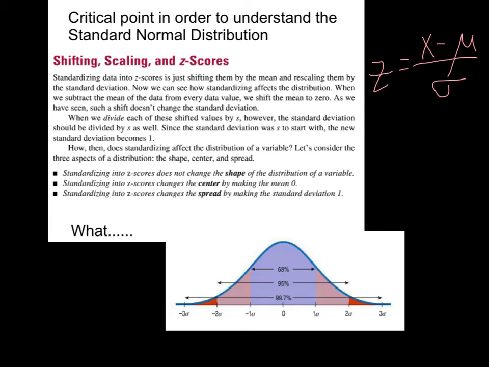Down at the bottom it says, well then how does standardization affect the distribution of the variable? Right here. It does not change the shape, it just changes the center by making it 0, and it changes the spread by making the standard deviation 1. Why do we do that? Because our standardized normal model is something that we know a tremendous amount about in terms of percentiles. So if we can change the conversation from raw scores into a standardized score, we can talk about things in a very intelligent manner.